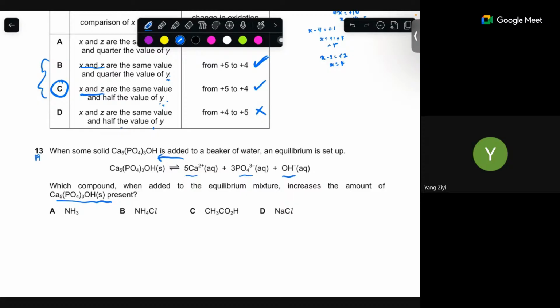So here, which one is added? So ammonia, no, ammonium. Let's look at the one that is available here. Ammonium chloride is not there, this is all not there. So in this case, let's actually look at what may react with the OH.